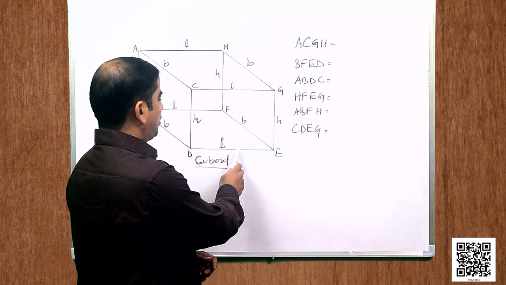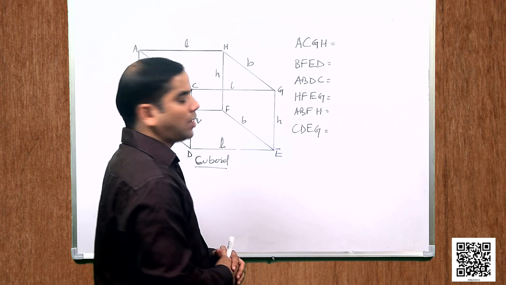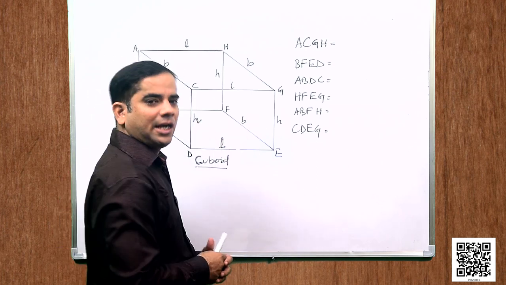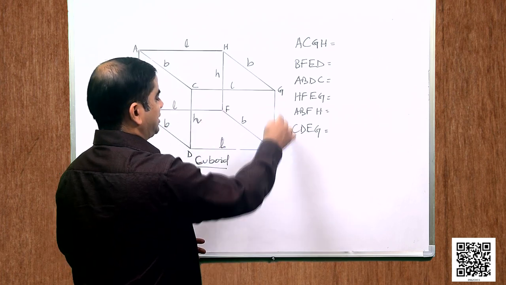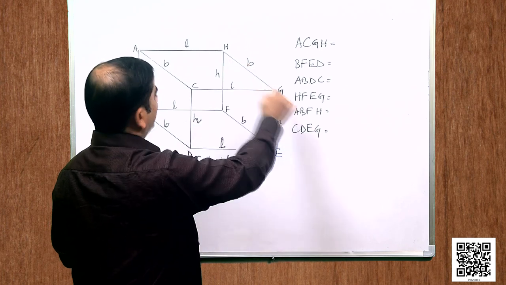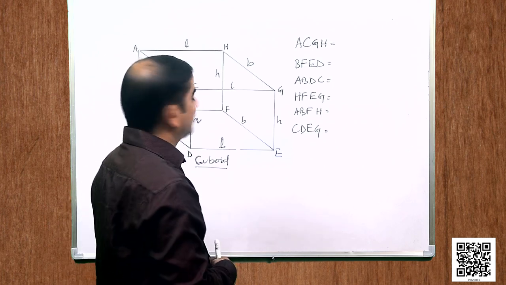Okay, this is your length, breadth and height. And as we know, each surface of the cuboid is a rectangle, so the opposite sides are equal. As per that, I have marked C, this is H, that means this is also H. This is L, that means this is L. This is B, that means this is B. In that way, I have marked all the sides.